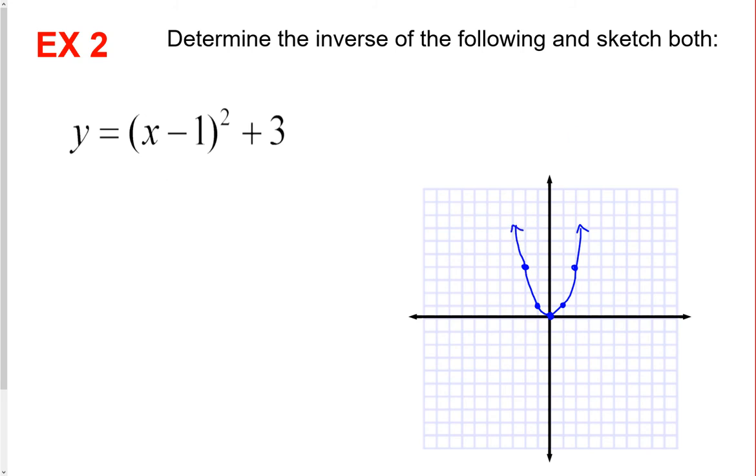But I notice I've got some changes here. So what have I got going on? I'm shifting 3 up. And I'm shifting 1 to the right, because it's a negative, which means it's going to actually send me in the positive direction. So 1 to the right and 3 up.